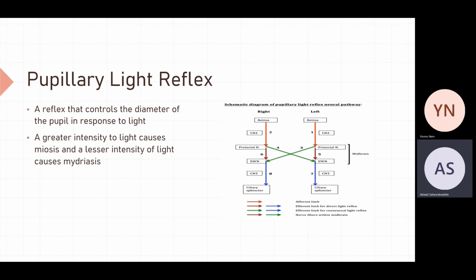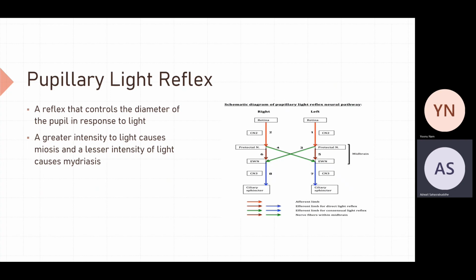Now I'll talk about some more clinically relevant information, which they'll ask you in the final. So the first thing would be the pupillary light reflex. It's basically a reflex that controls the diameter of the pupil in response to light. A greater intensity will cause constriction, known as miosis, whereas lesser intensity of light will cause dilation, known as mydriasis.